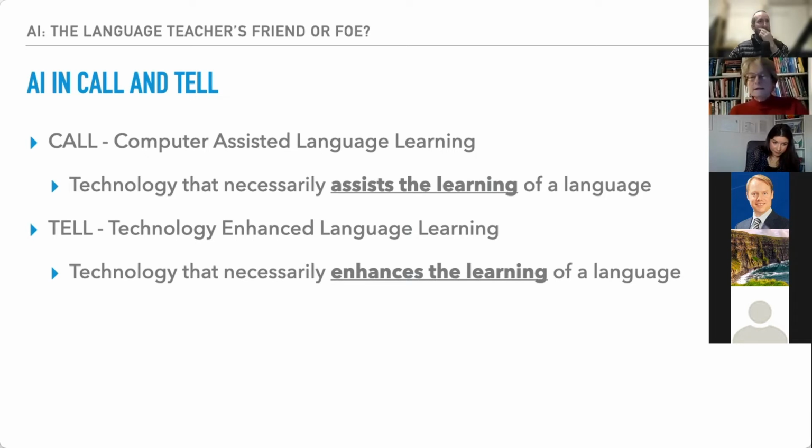Okay. So computer technology has to assist the learning of a language. The same with technology enhanced learning. So either of these acronyms could be used in this case. It is technology that enhances the learning of a language. So that's the kind of litmus test that we're holding up AI and AI-powered technology or AI-powered software to, and we're saying, okay, is this good for language learners? Does it assist or enhance the learning process, or does it replace the learning process?